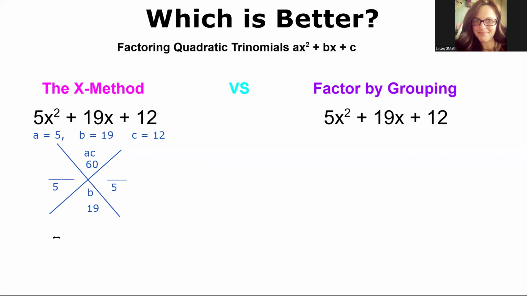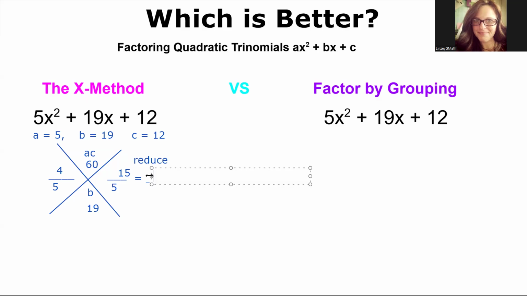Let's see, what multiplies to 60? 1 times 60, 2 times 30, 3 times 20. 4 times 15 is 60, and 4 plus 15 is 19. We'll be sure to reduce before you use these numbers to write the factored form.